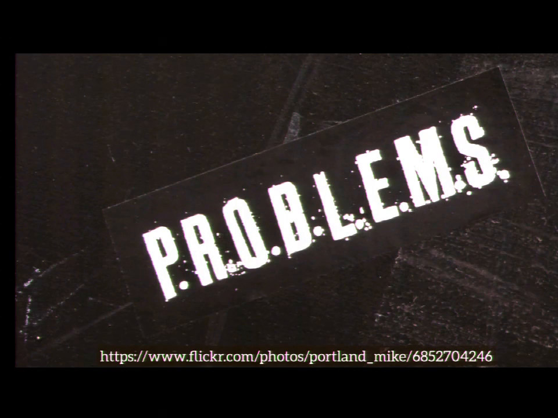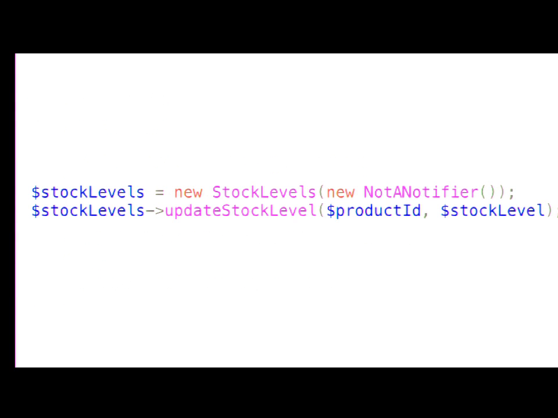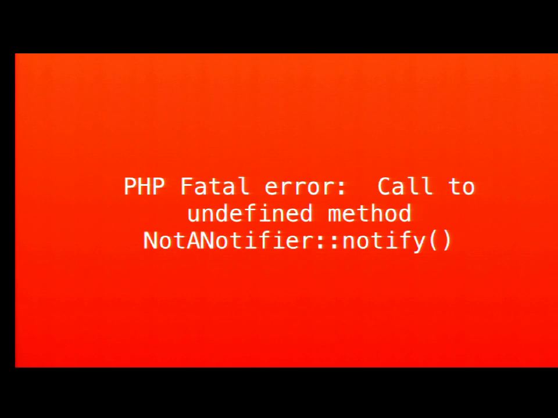So there was a problem with that version, though. If we look back at this, this is our simplified version. We're passing the notifier into the constructor, and then we're calling the notify method. Unfortunately, we could still do this when we're creating it and say, I'm going to want a new stock levels object, and I'm just going to pass you some other object. It's not a notifier. And then I'm going to call update stock level on it, and we're going to see this, unfortunately. It's a fatal error. We're getting a call to an undefined method because our not a notifier object doesn't have a notify method to call.